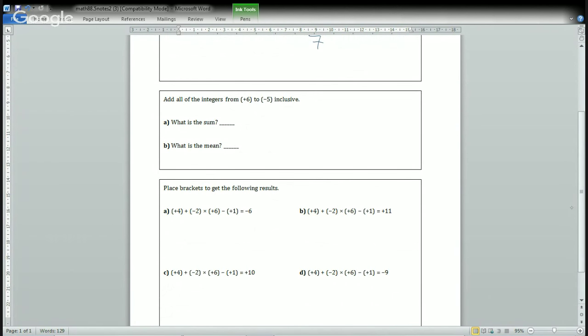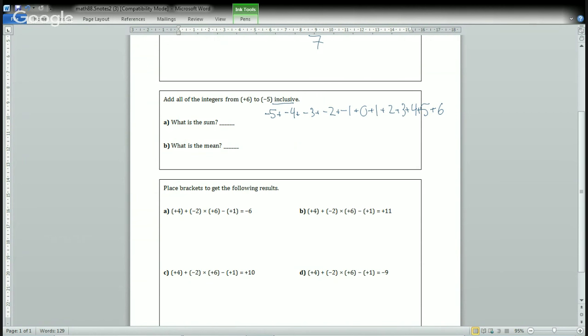Here, add all the integers from +6 to -5 inclusive. Ugh. So what does that mean? Now, inclusive means to include the 6 and the -5. So that's going to be -5 plus -4 plus -3 plus -2 plus -1 plus 0 plus 1 plus 2 plus 3 plus 4 plus 5 and plus 6.